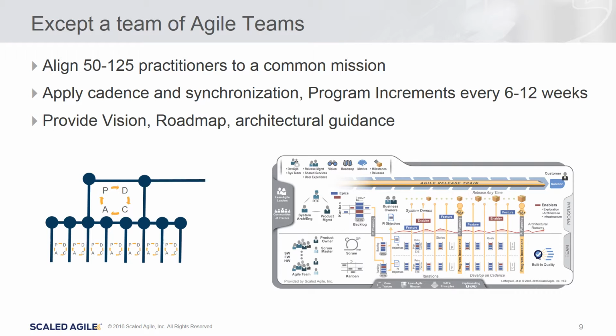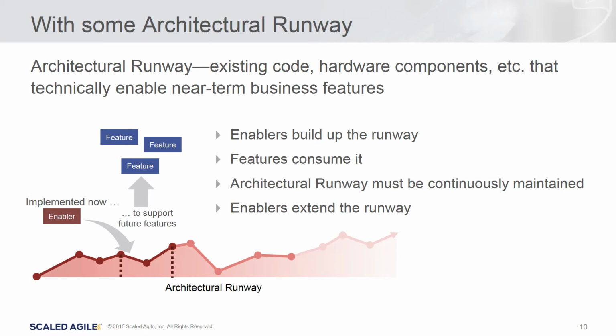For example, let's say we're going to implement single sign-on. We need to decide how to do that, and we want everybody to do it the same way and to make sure that we don't introduce security holes in our single sign-on mechanism. Those teams then have some architectural runway. Architectural runway isn't a model or a design, it's existing code. It's hardware components and software functionality that technically enable near-term business features.